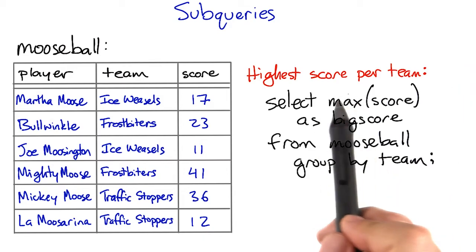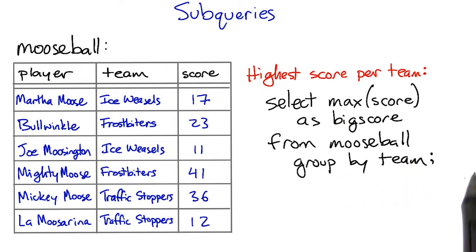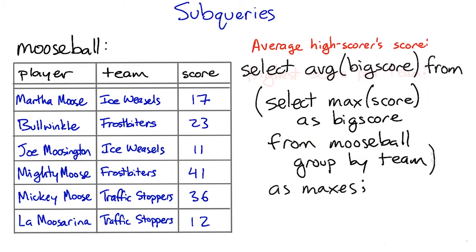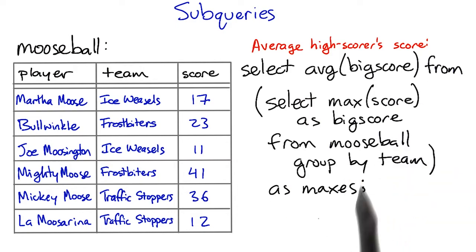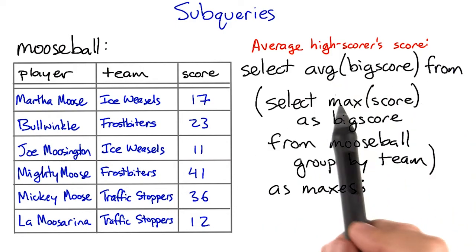This uses the max aggregation, grouping by team, to find the highest score. But suppose that we want to know what the average score of a highest scorer is. To do this, we can take this whole query and stick it inside of another query. The outside query gives the average of the inside query's results.